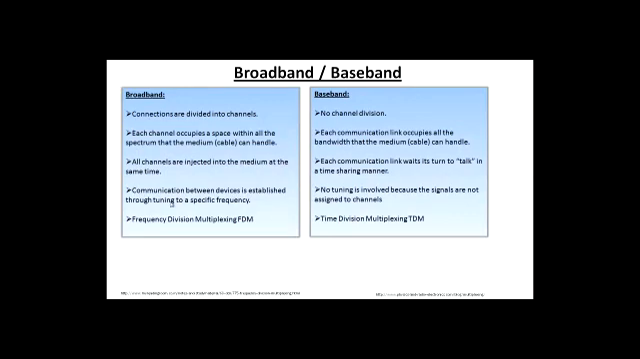Broadband communications between devices is established through tuning into a specific frequency. With the baseband, no tuning is involved because the signals are not assigned to channels. Right? So with the broadband, you would have frequency division multiplexing, and with the baseband, you would have time division multiplexing. And remember what I said? The internet signal, for example, that goes into your house, it is a digital signal, but it is modulated in an analog way. So you get an analog signal, you get the frequencies, just like TV channels. When it gets to your house, it's being transferred onto a digital signal, and then that digital signal is delivered to your computer or cell phone or camera or whatever else.